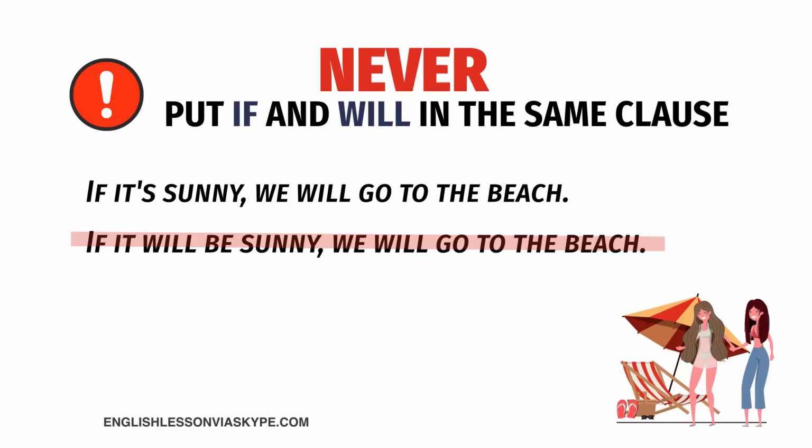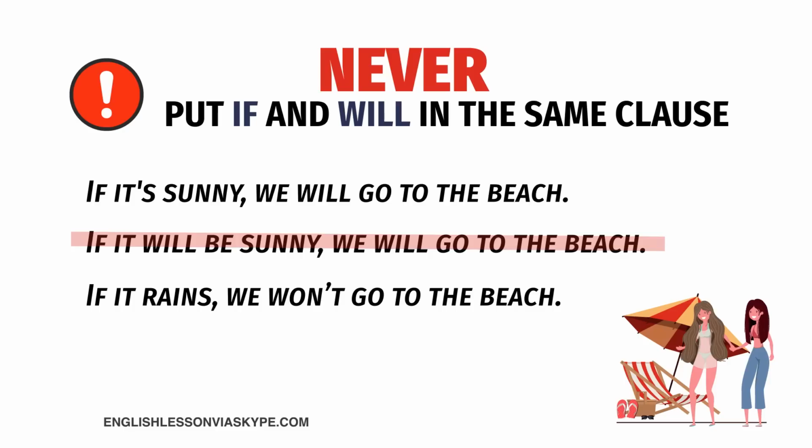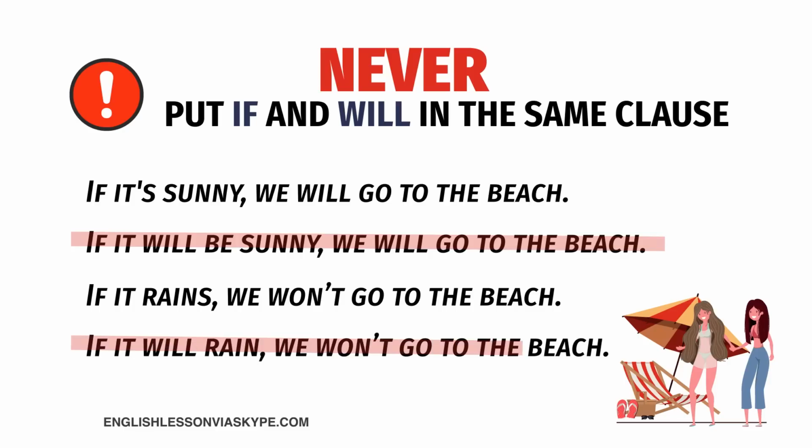So if is usually followed by one of the present tenses in this first conditional. If it rains, we will, or we'll go to the beach. So try and keep them separate. And it's always a good way to check yourself. If you see that you've got if and will in the same clause, then you're wrong, okay? So it's not a good idea to have will in two clauses.